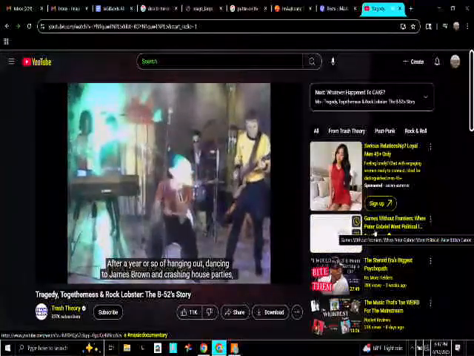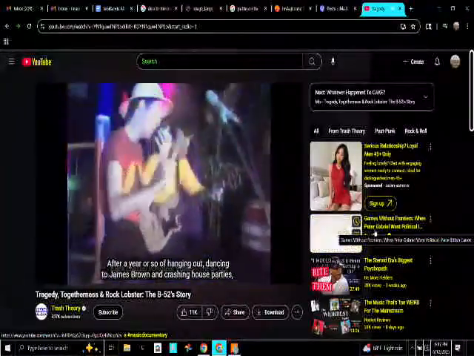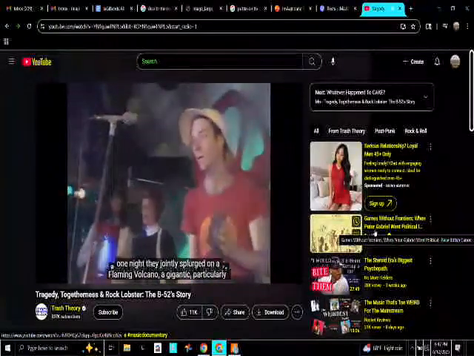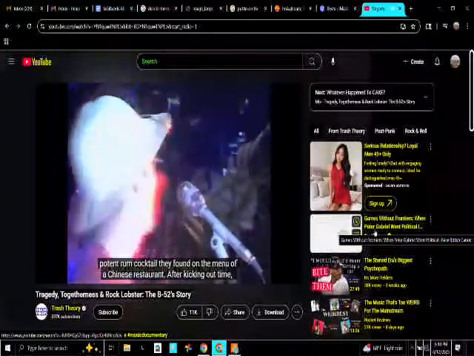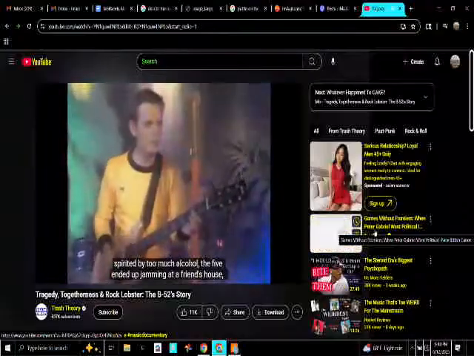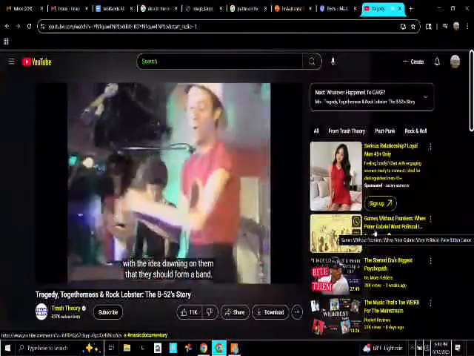After a year or so of hanging out, dancing to James Brown, and crashing house parties, one night they jointly splurged on a flaming volcano, a gigantic, particularly potent rum cocktail they found on the menu of a Chinese restaurant. After kicking out time spirited by too much alcohol, the five ended up jamming at a friend's house, with the idea dawning on them that they should form a band.